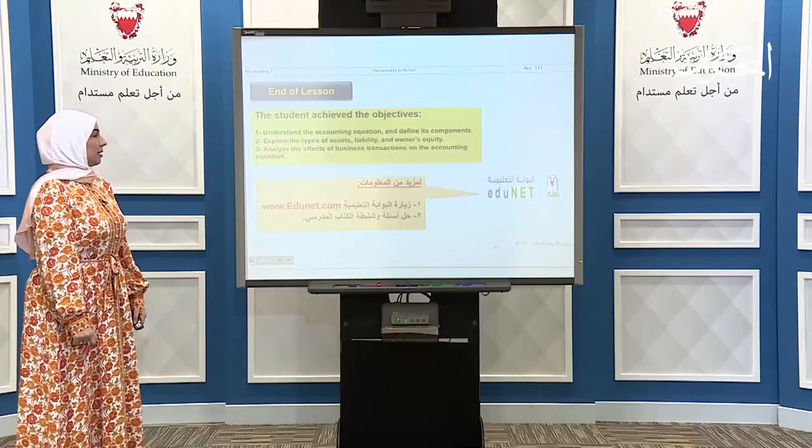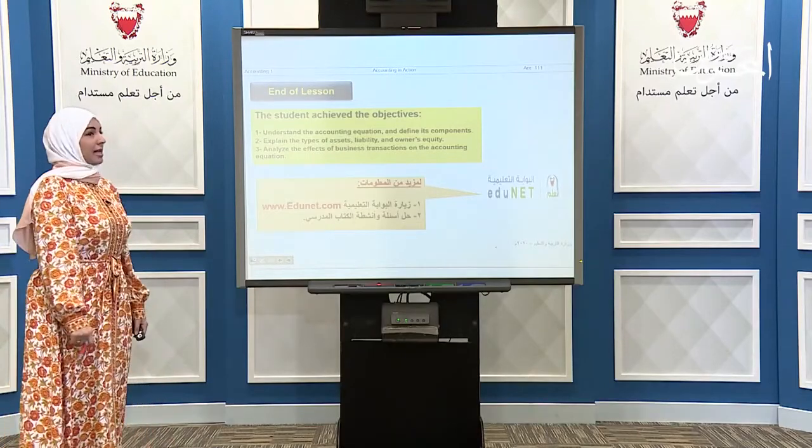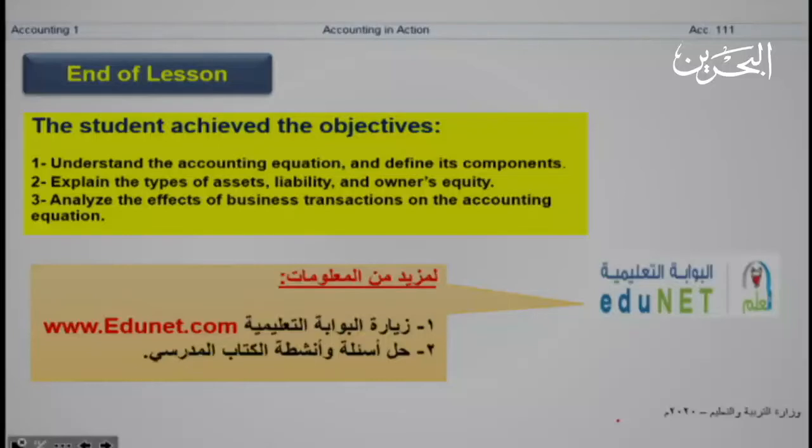By that, my dear student, we reach the end of the lesson. At the end, my student should achieve the following objectives: understanding the accounting equation and defining its components; second, explaining the types of assets, liability, and owner equity; and finally, analyzing the effect of business transactions on the accounting equation.